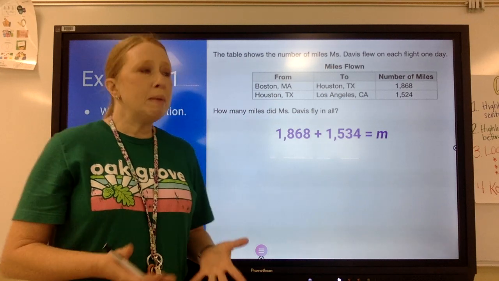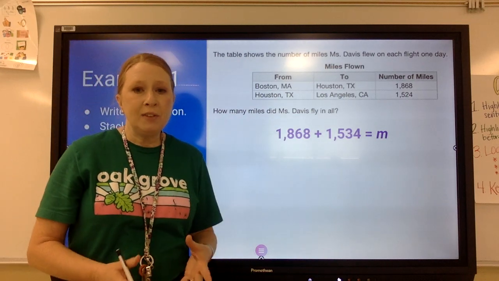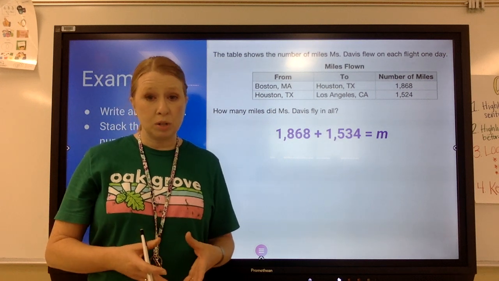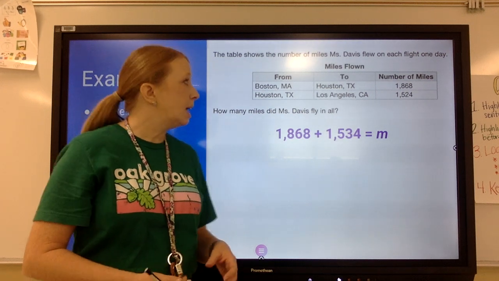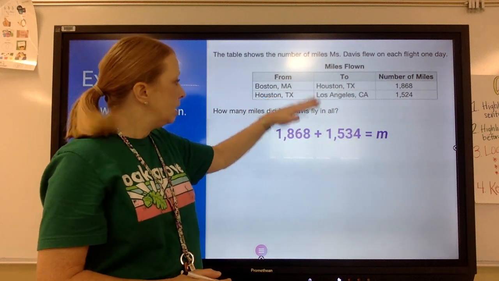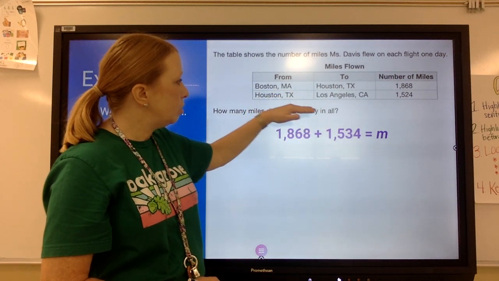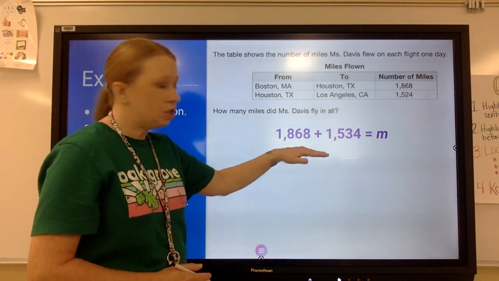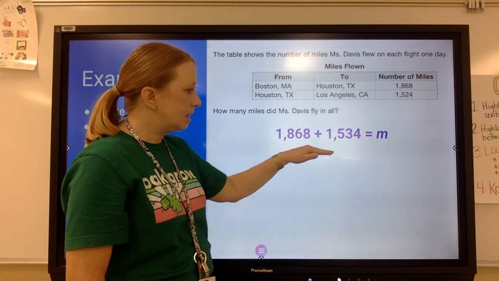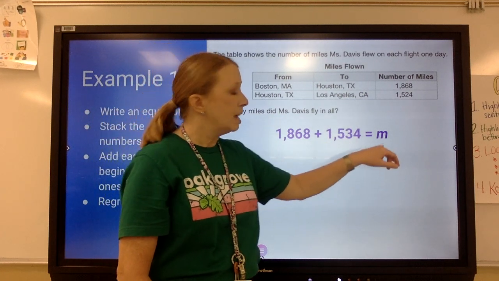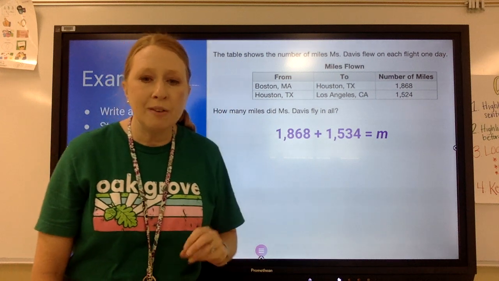So as I look at my problem, I'm trying to find out the total number of miles that Miss Davis has traveled. So to do that, I need to add together the number of miles from Boston to Houston to the number of miles between Houston and California. I have made my equation. 1,868 plus 1,534 equals m.